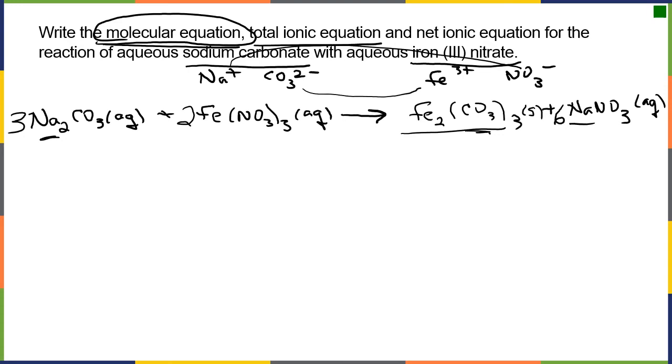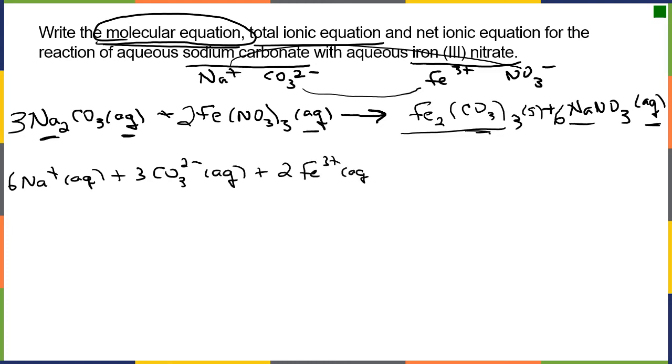Now, we're going to write the total ionic. The total ionic means we take anything that's aqueous and a strong electrolyte and break it into its ions. So if we do this, we're going to get 6 Na+ (aq) plus 3 CO3 2- (aq), and do not forget the charges, plus 2 Fe3+ (aq), plus 6 NO3- (aq). It's going to make our products. The solid we're going to leave as a solid. We know this is a precipitate. We know that this is not going to be a strong electrolyte.